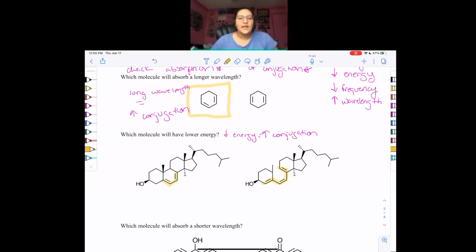Since we're looking for lower energy, we're looking for which one of these two is the most conjugated. What do you think? Is it the one on the left or the one on the right? The one on the right, or number 2. I absolutely agree. We know that it has a higher level of conjugation because it has 3 double bonds. This one only has 2.